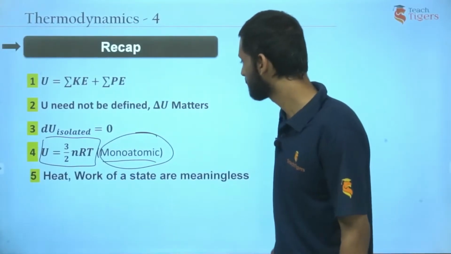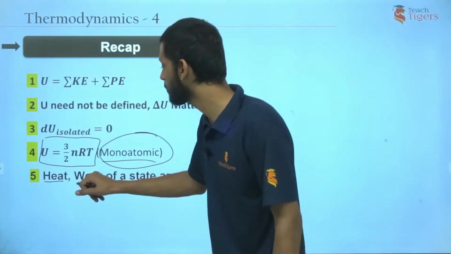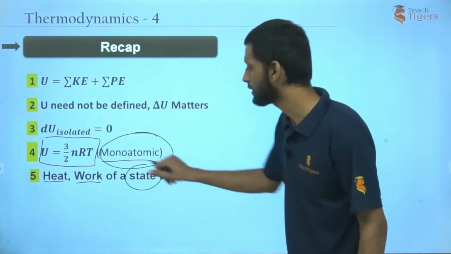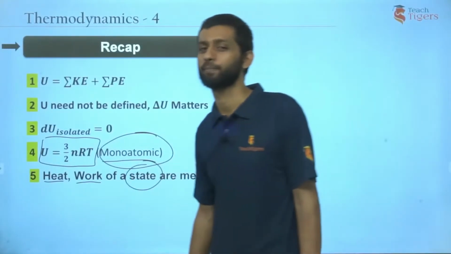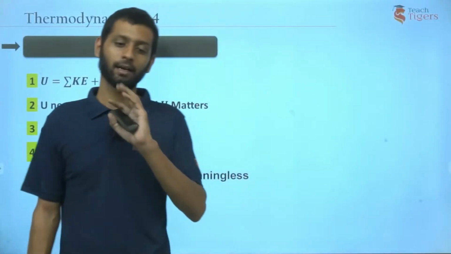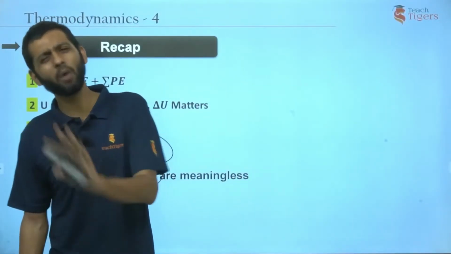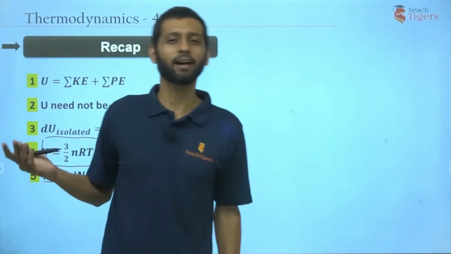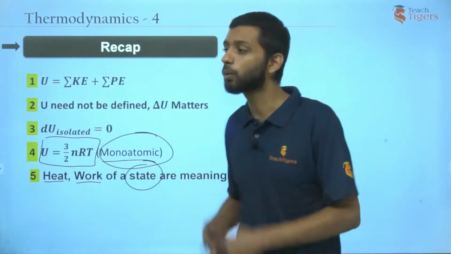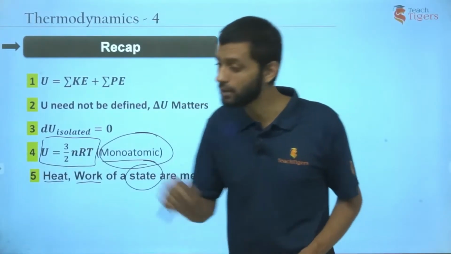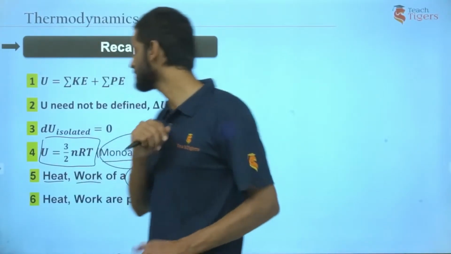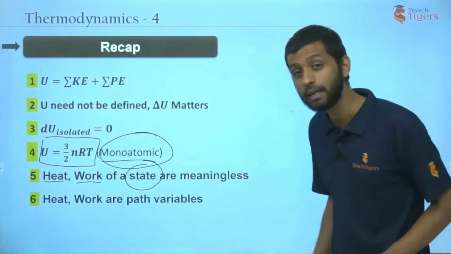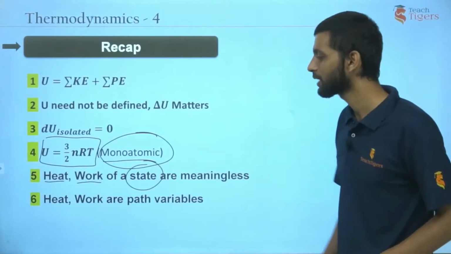Moving on, we discussed heat and work, and we discussed the fact that heat and work of a state are meaningless. It does not matter what the heat or work of a state are. Not only does it not matter, it is not defined. I can't take a system and ask, what is the heat of the system? What is the work of the system? And why can't I ask that? It's because heat and work are path variables.